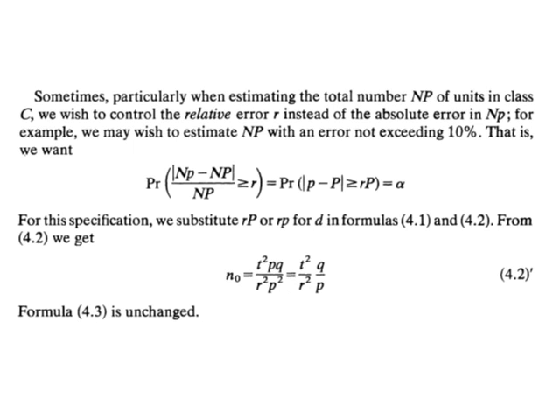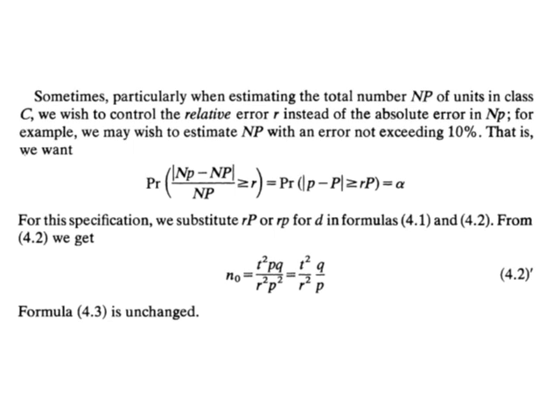Sometimes, practically, when estimating the total number NP of units in class C, we wish to control the relative error r instead of the absolute error in NP. For example, we may wish to estimate NP with an error not exceeding 10%. That is, we want the probability that the absolute value of (N times p minus NP) over NP is greater than r, which is equal to the probability that the absolute value of p minus P is greater than r times P, to equal alpha.